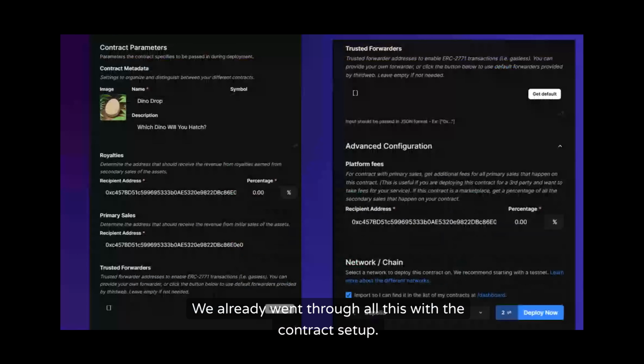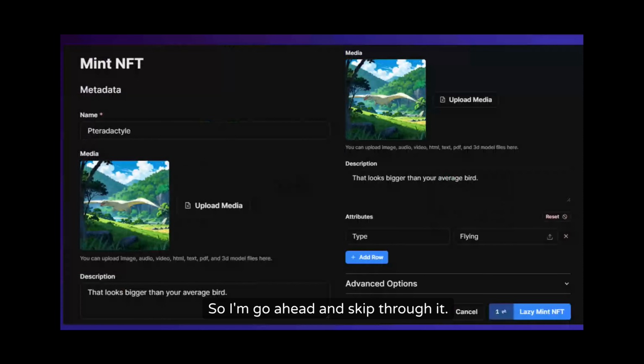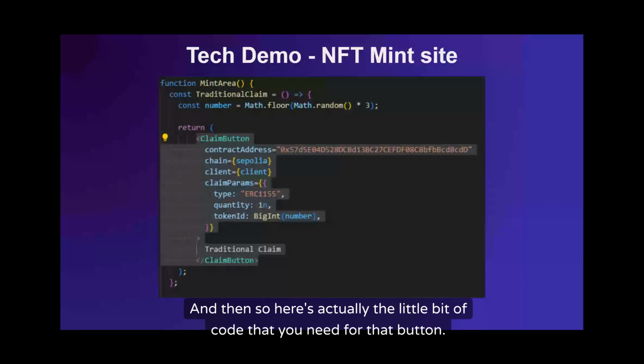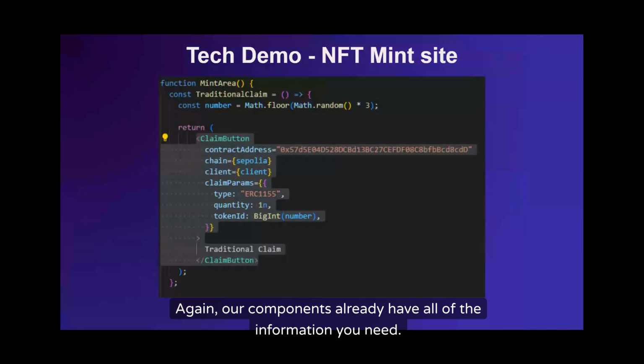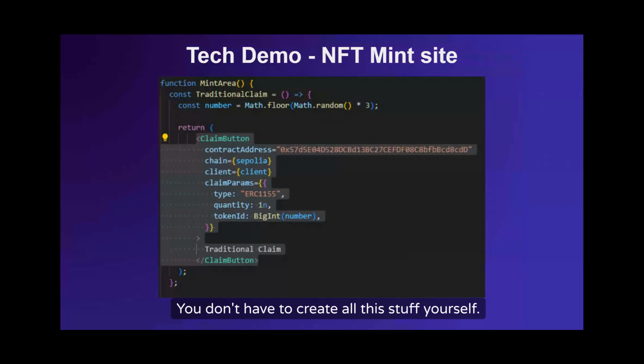We already went through all this with the contract setup, so I'm going to go ahead and skip through it. And then here's the little bit of code that you need for that button. Again, our components already have all of the information you need. You don't have to create all this stuff yourself. So here we have a claim button.